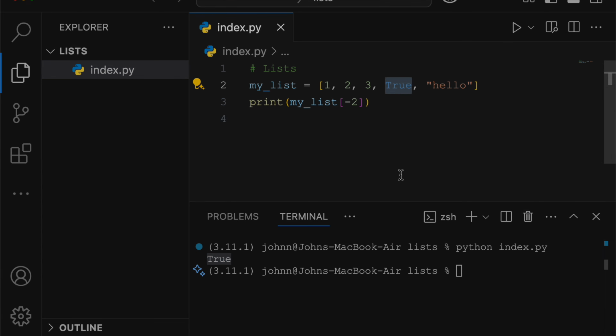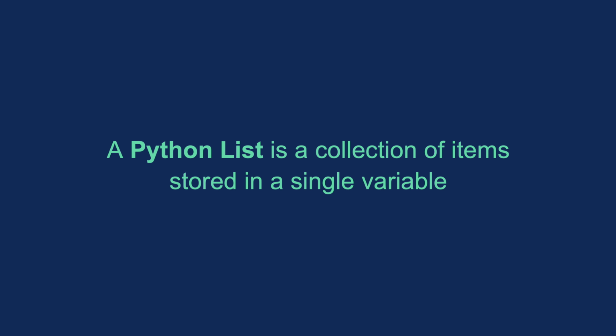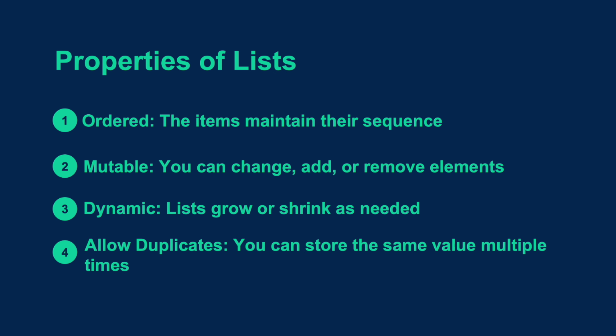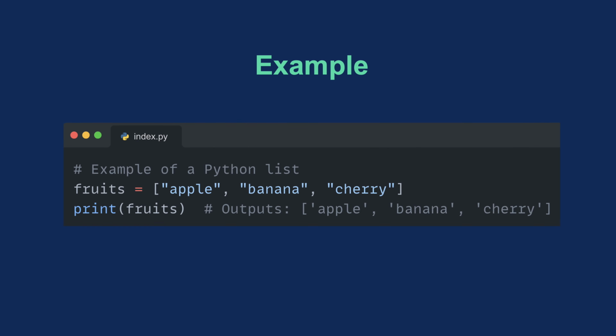Let's jump right in. A Python list is a collection of items stored in a single variable. Lists are ordered, mutable, dynamic, and allow duplicates. Here is an example. In this code, we created a list called fruits with 3 items: apple, banana, and cherry. When you print the list using the print function, Python displays all items enclosed in square brackets.